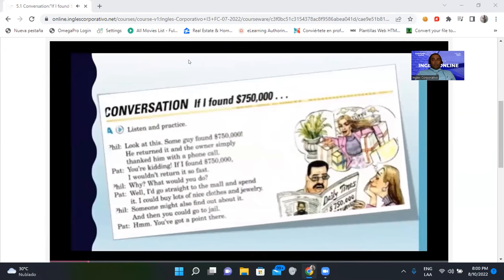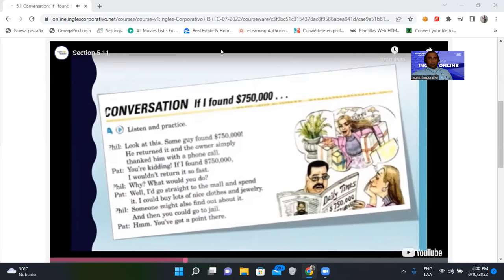If I found $750,000, part A, listen and practice. Look at this. Some guy found $750,000. He returned it, and the owner simply thanked him with a phone call. You're kidding. If I found $750,000, I wouldn't return it so fast. Why? What would you do? Well, I'd go straight to the mall and spend it. I could buy lots of nice clothes and jewelry. Someone might also find out about it, and then you could go to jail. You've got a point there.